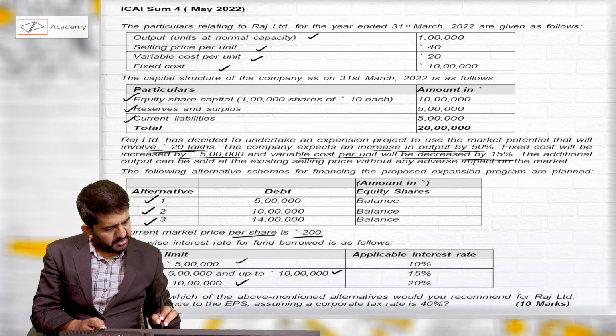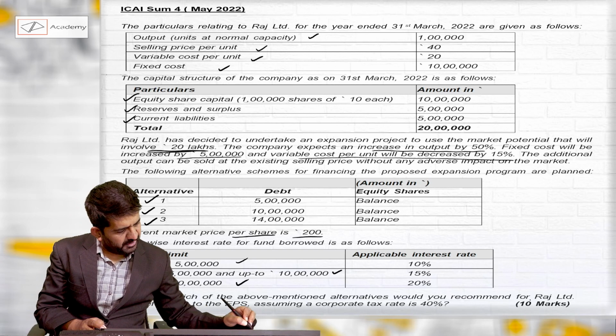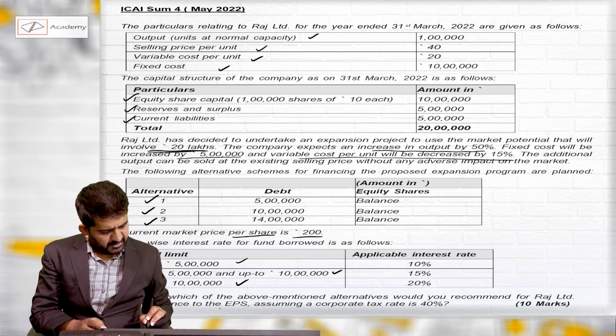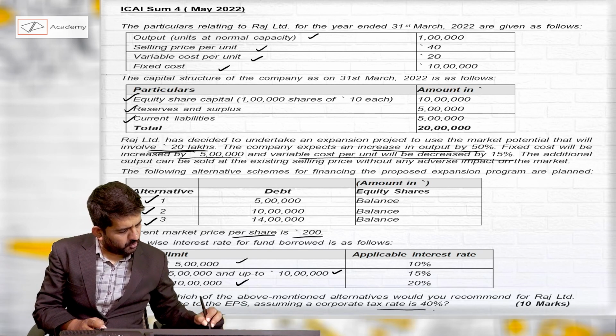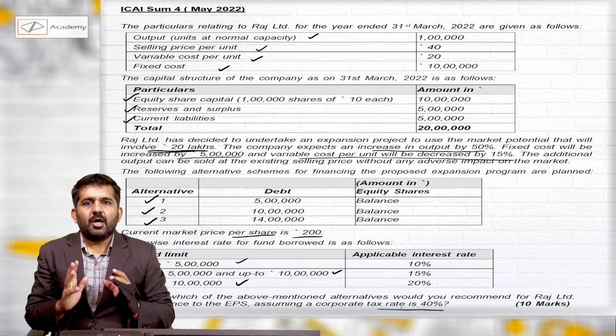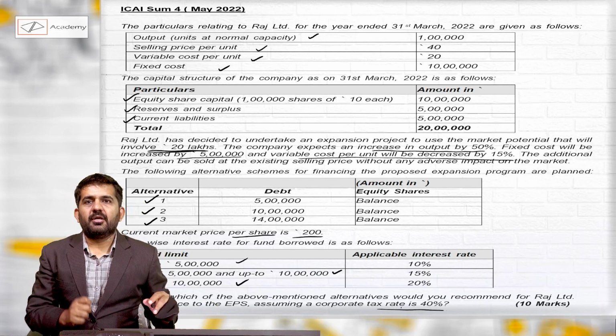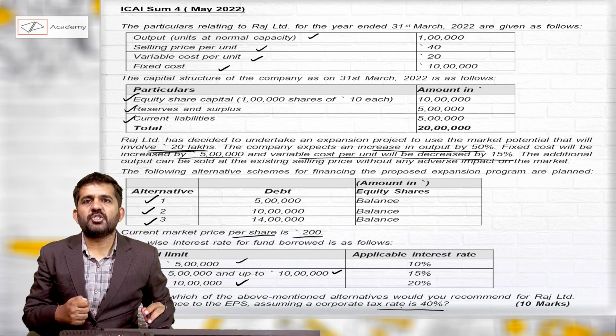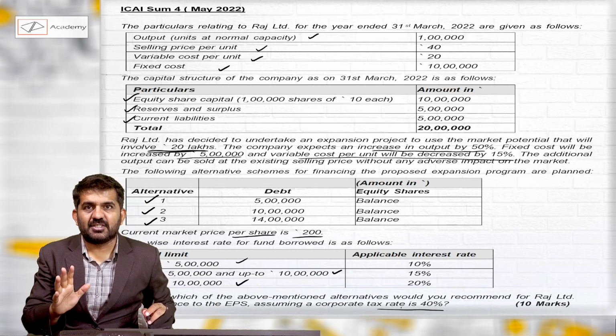Find out which of the above mentioned alternatives you would recommend for Raj Limited with reference to EPS, assuming a corporate tax rate of 40%. Please understand how we will solve this question. Number one, after expansion, what will be EBIT? This is our first criteria.